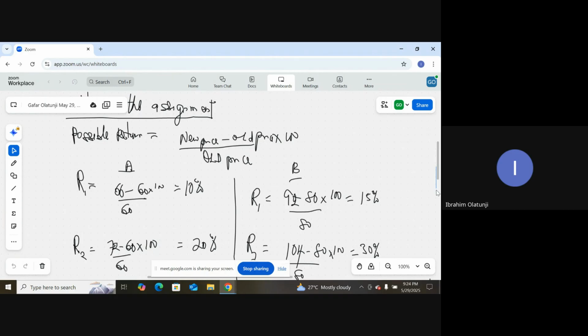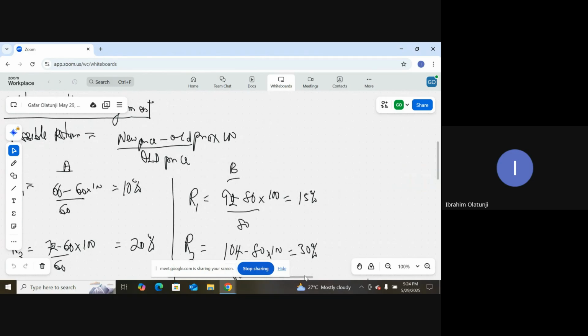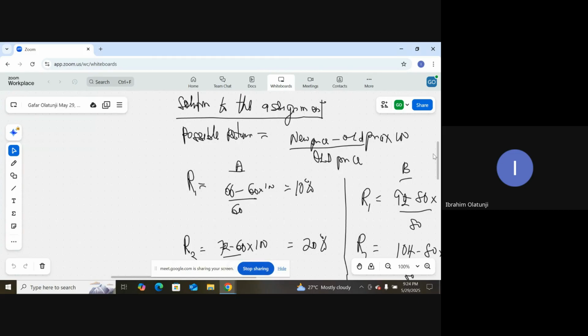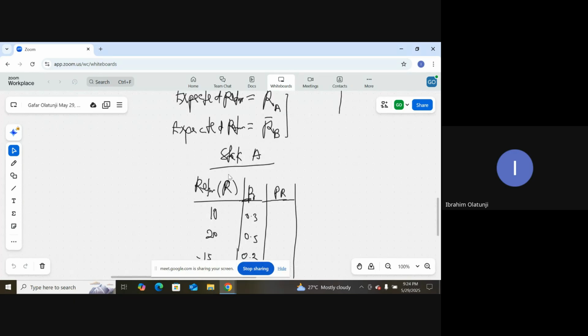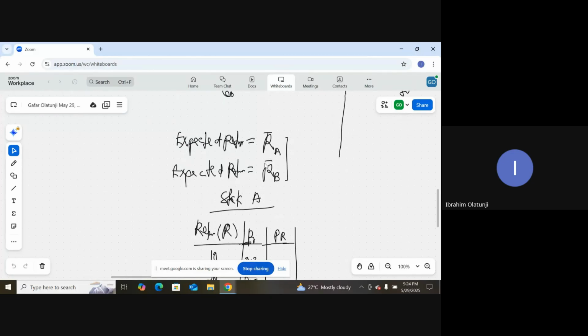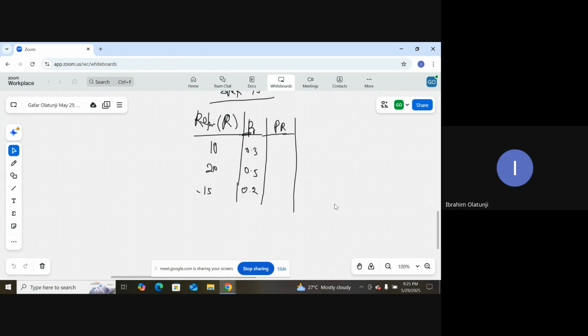So when you get your answer, you now move to what they ask you to look for. They ask you to look for expected return based on requirement A, and this is the expected return, which is R bar stock A. Expected return for stock B will be R bar stock B, but you have to do it separately, or you can also do it together, but the table will be long. So instead, we can do it separately.